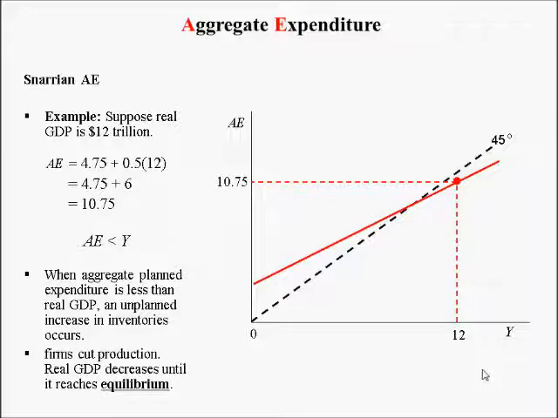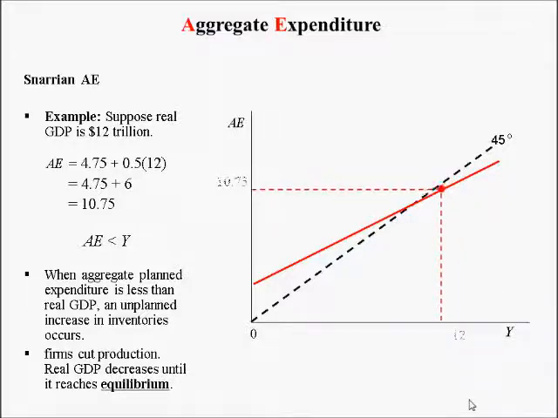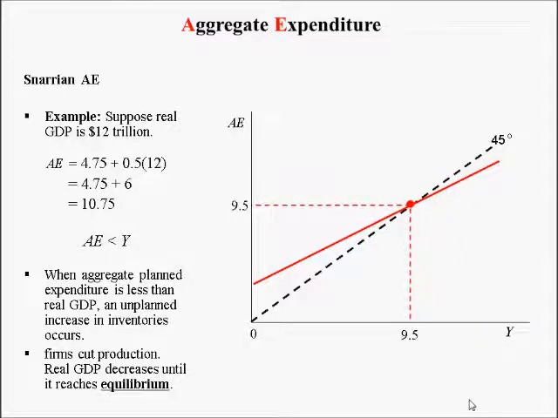So what happens is firms cut production. Your IHOP restaurant stops producing as many pancakes. You slow down the production. Your inventories start rising, then you start cutting your inventories, and this happens until the replenishment rate equals the depletion rate.